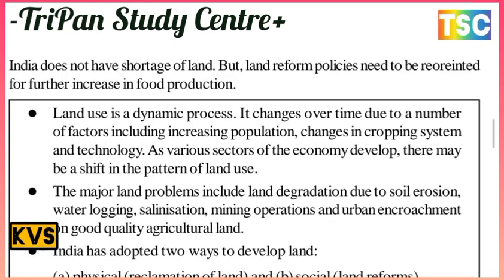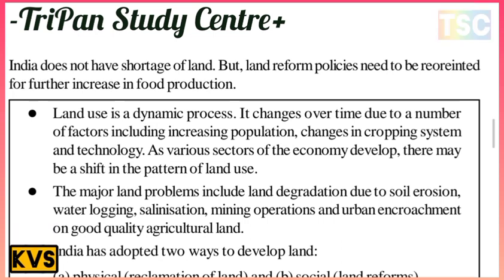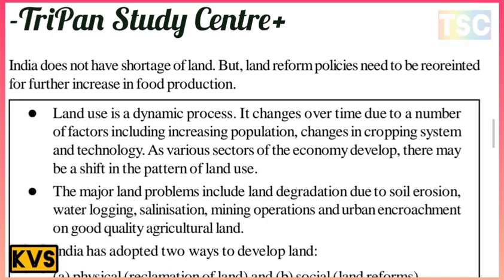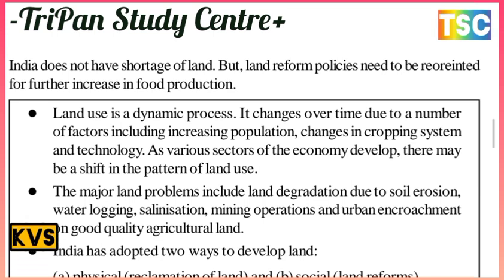India does not have a shortage of land, but land reform policy needs to be reoriented for further increasing food production. The most important point here, note down this conclusion: land use is a dynamic process. It has changed over time due to a number of factors including increasing population, and change in the cropping system and technology. As various sectors of economic development grow, there may be a shift in the pattern of land use.